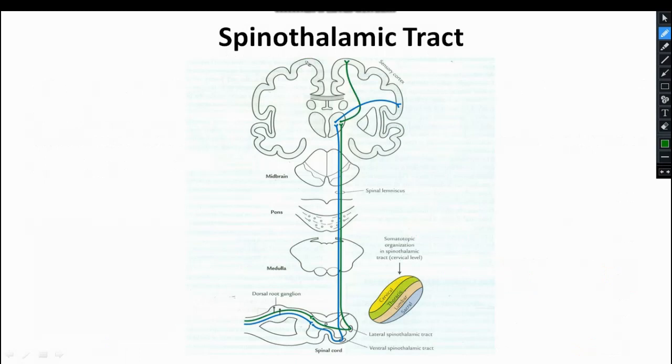Now we will see the spinothalamic tract. We will understand the spinothalamic tract, this ascending tract. First one is the lateral spinothalamic tract, and the other is the ventral spinothalamic tract.